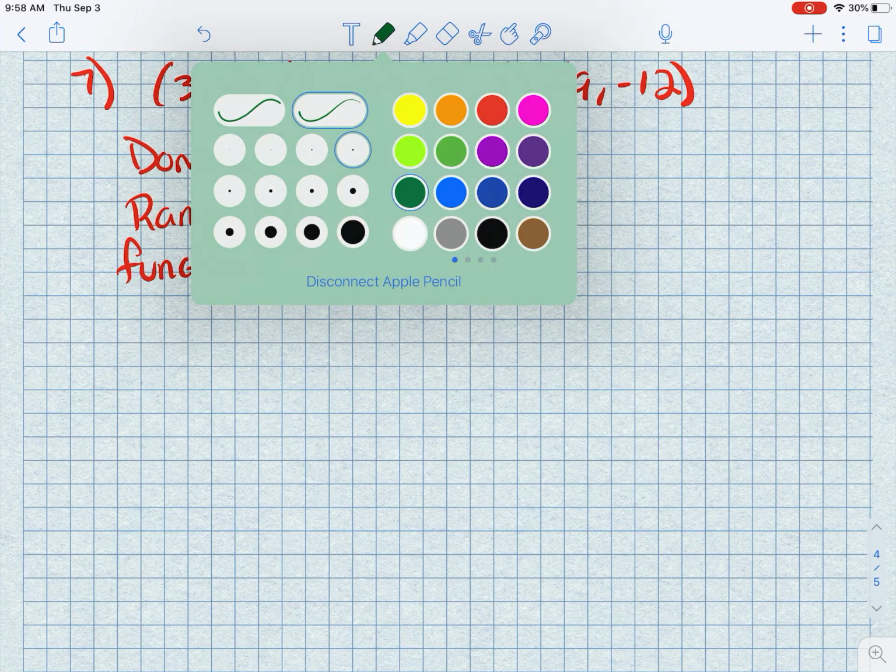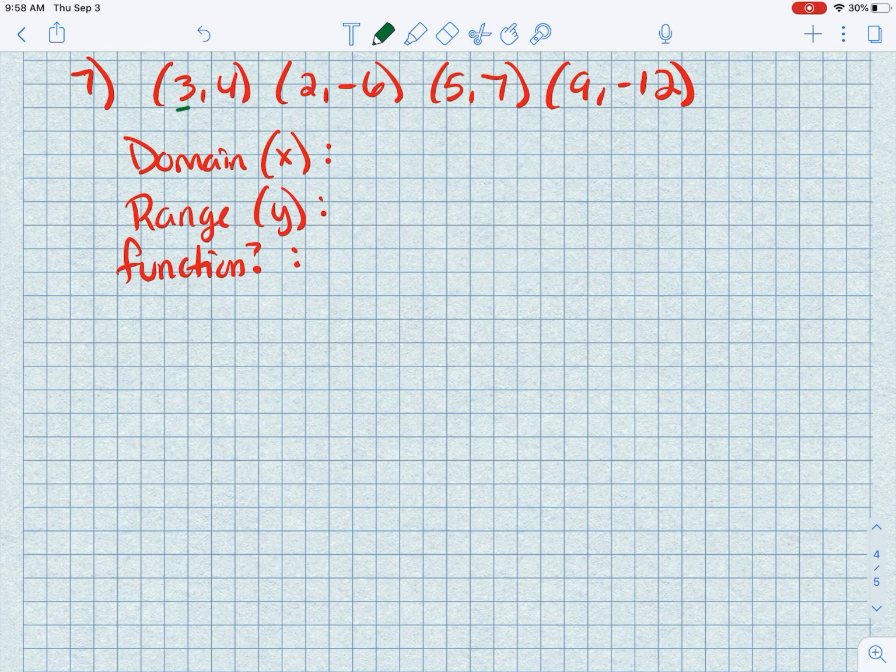So, domain, we're looking at our x values. This is a list of points. So all we have to do is list them. Okay, I'm going to put them in order. So my smallest is 2, 3, 5, 9. There's your domain. Those are your x values.